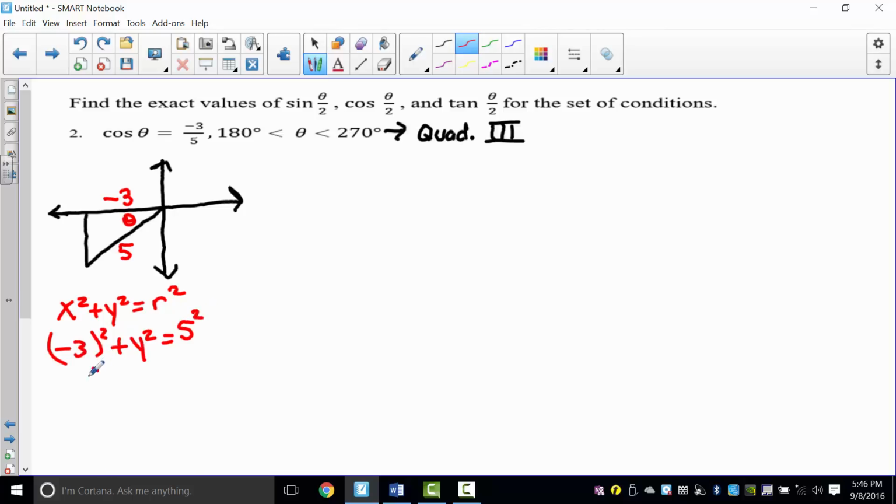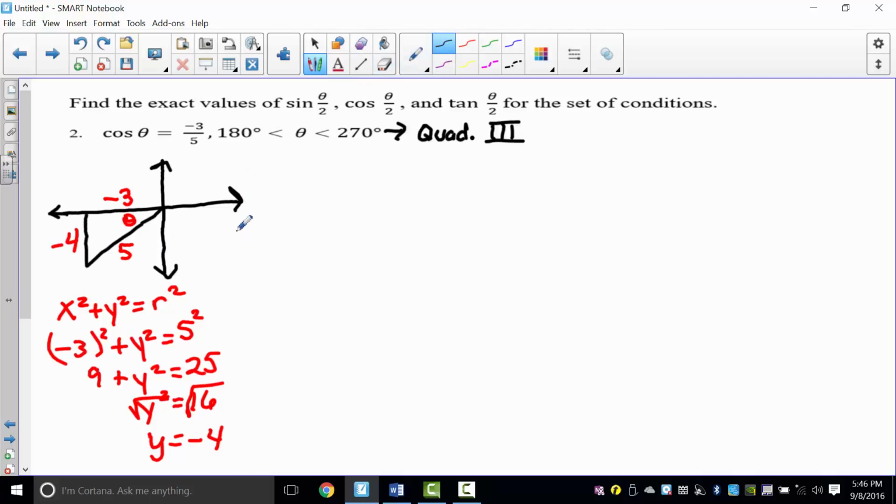Solve for y. Subtract 9 from both sides of your equation. So we take the square root of both sides. And instead of putting plus or minus 4, this will be a negative 4, because this y value is in quadrant 3, and your y values in quadrant 3 are negative. So negative 4 there. All right.